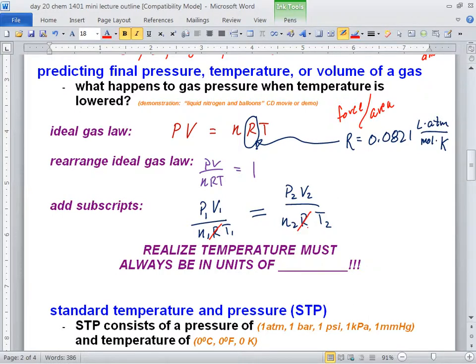Cancel them out. And then none of these problems are going to change the amount of gas. So really, we can be canceling that one out, too. So we should rewrite this. P1V1 over T1 equals P2V2 over T2. That's the equation that we're going to be using.